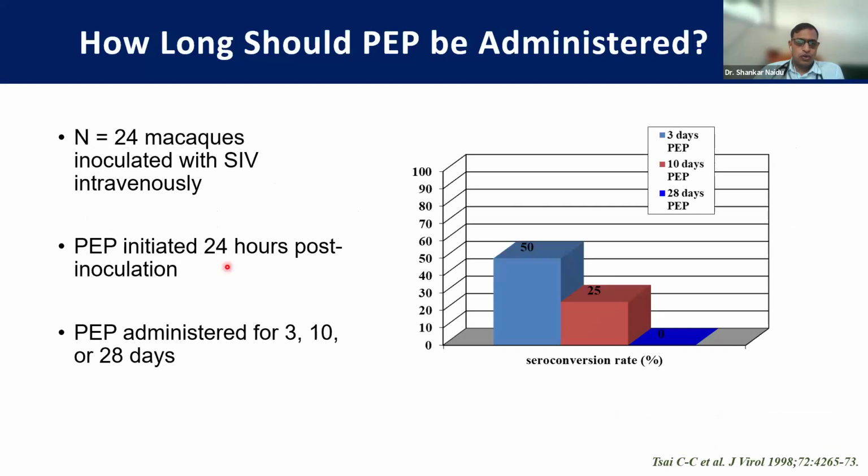The second question is, how long should we give PEP? This is a study done in monkeys where PEP was given for either 3 days, 10 days, or 28 days. As you can see from this particular graph, in those subjects who received PEP for 28 days, the seroconversion rate is 0. And with anything less than 28 days, the seroconversion rate is significantly high. Even for 10 days, the seroconversion rate is 25%, which is 1 out of every 4, a very high rate of transmission. So ideally, PEP has to be given for 28 days.